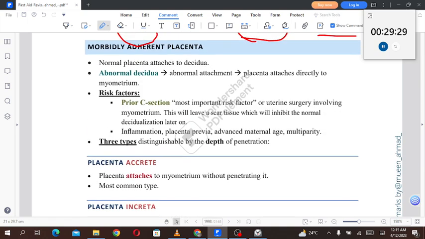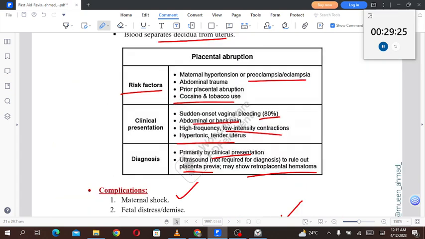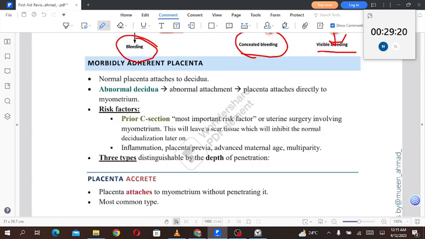Morbidly adherent placenta. Firstly, we were talking about the placenta abruptio, or abruptio placenta. Now we are talking about the placenta that sticks to the endometrium and does not want to leave. So, morbidly adherent placenta. Normal placenta attaches to the decidua. Abnormal decidua leads to abnormal attachment, and the placenta attaches directly to the myometrium.